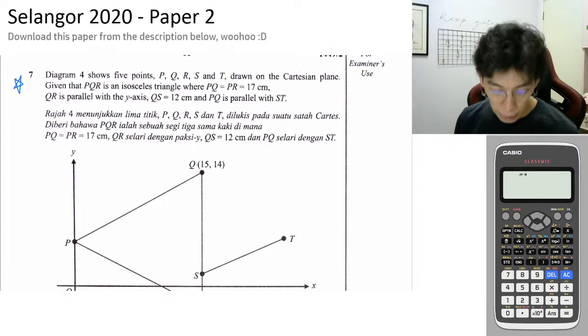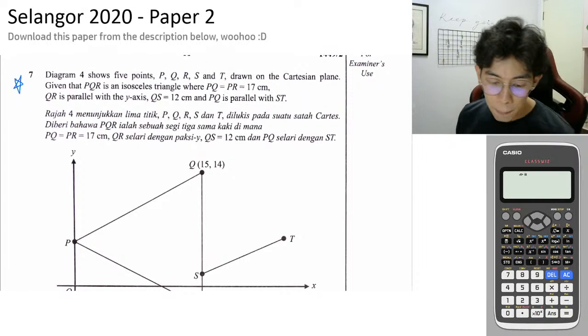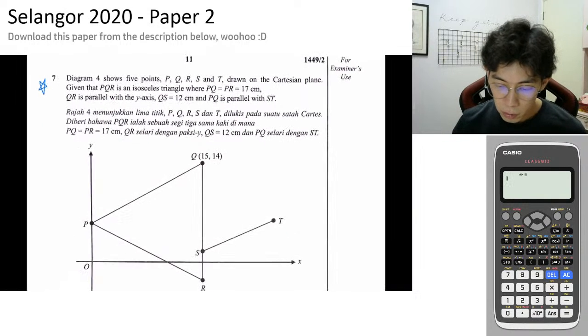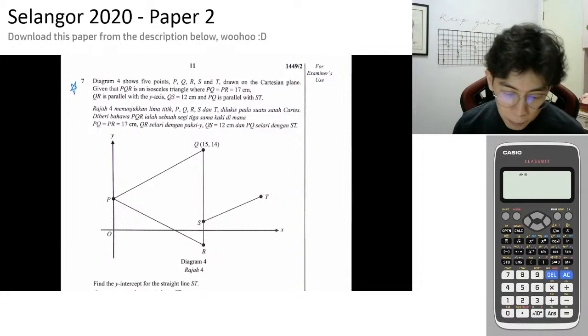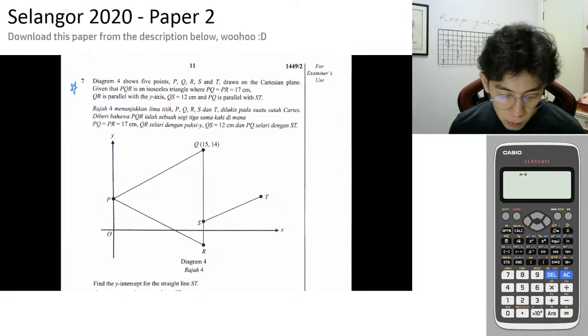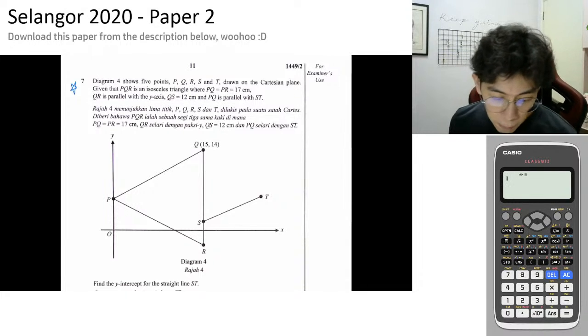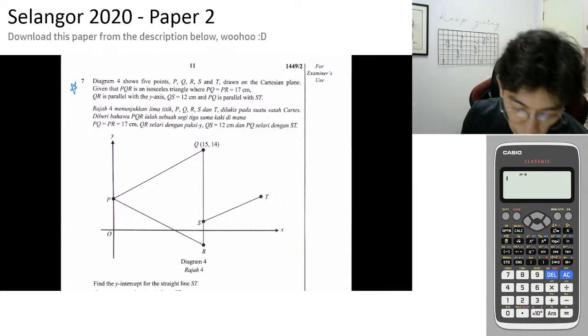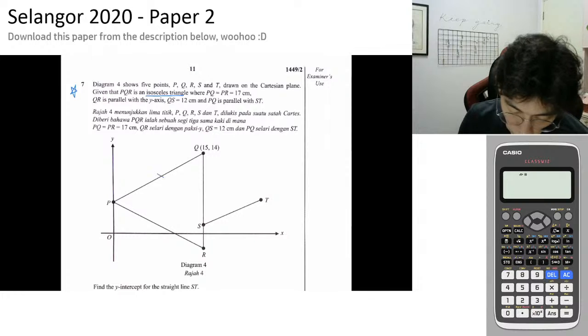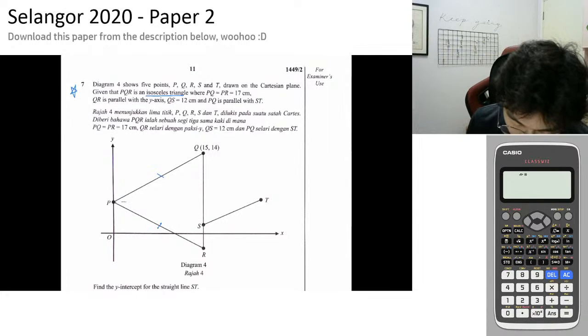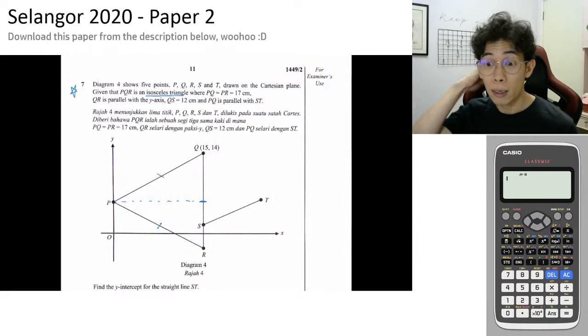Okay everyone, diagram 4 shows 5 points P, Q, R, S, T drawn on a Cartesian plane. I'll read the whole question first. Given that PQR is an isosceles triangle, it means these two sides are the same length. If I do a dotted line, you can separate it into two parts. This is what is in my mind.